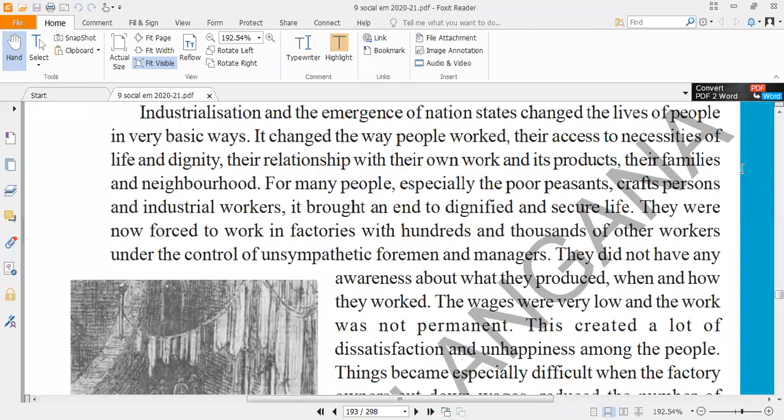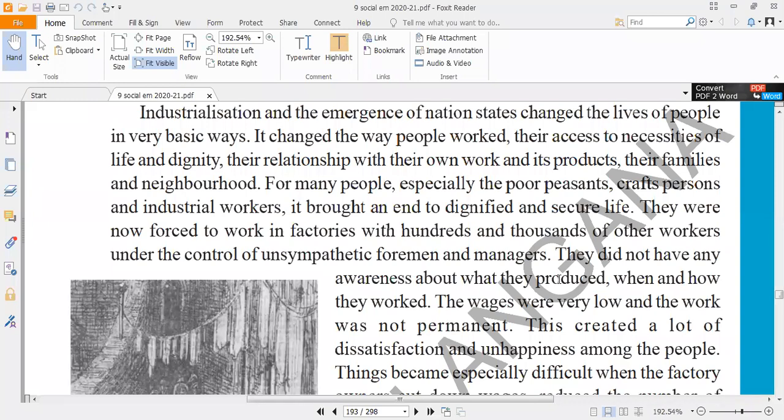So I already told you, because of the way the people changed, industrialization emerged as the nation states changed the lives of the people. The basic change was about life, dignity, and their relation with their own work and its products, and their families and neighborhood. I already mentioned the Cry of the Children in 8th class, which you have studied in English lessons. What happened? The father is in the warfield. Sometimes he is killed. Mother is in the factory, doing some kind of work, and the children were just discarded.